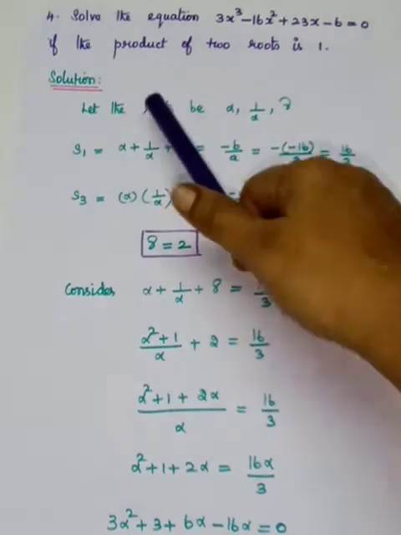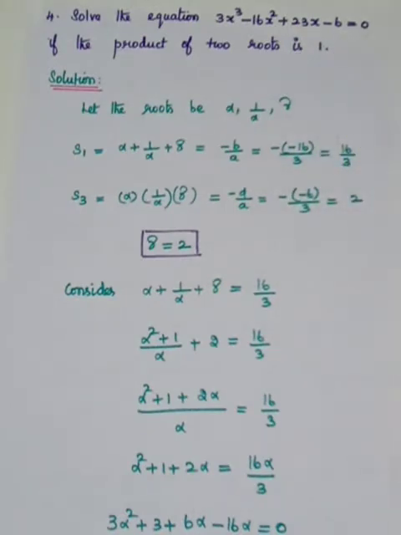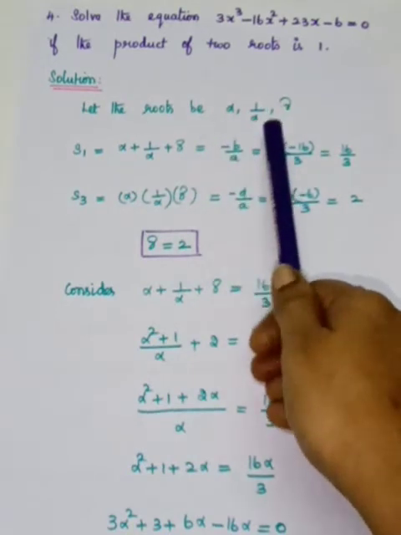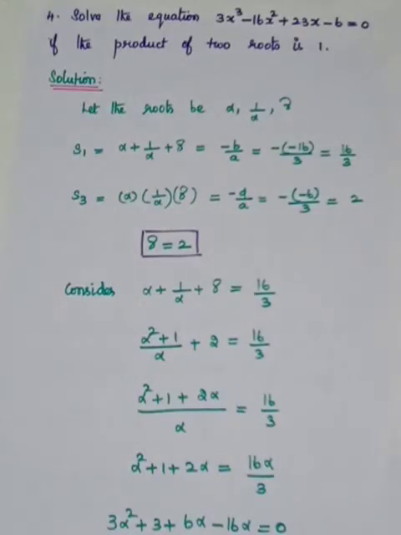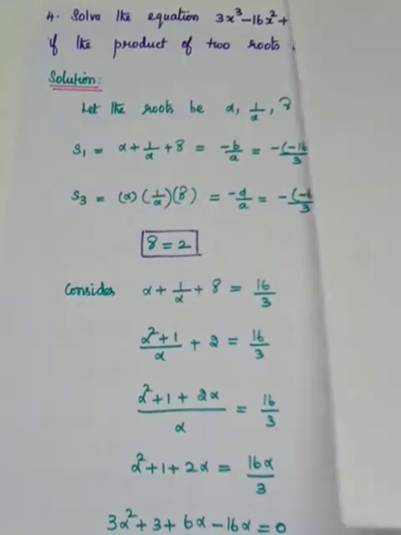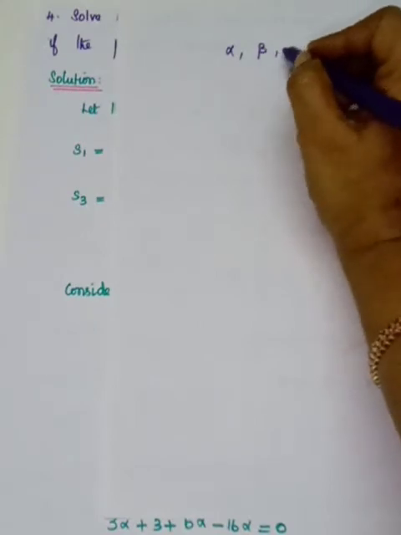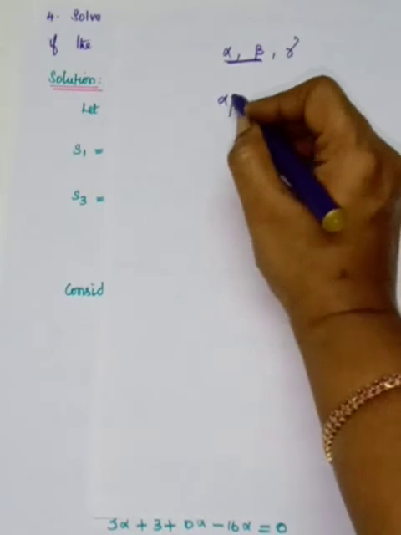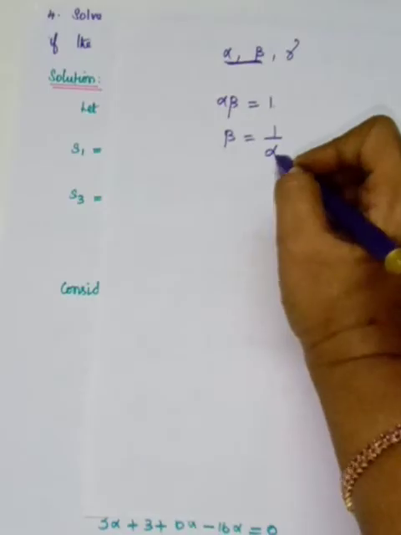Okay, and the product of the 2 roots is 1. So let the roots be alpha, 1 by alpha, gamma. What's the need to take 1 by alpha? You see that the product of the roots is 1, it is given. So I have taken alpha, beta and gamma. If you consider the product of the 2 roots is 1, I'll go for alpha beta is equal to 1. If it's so, what is beta? Beta is equal to 1 by alpha.